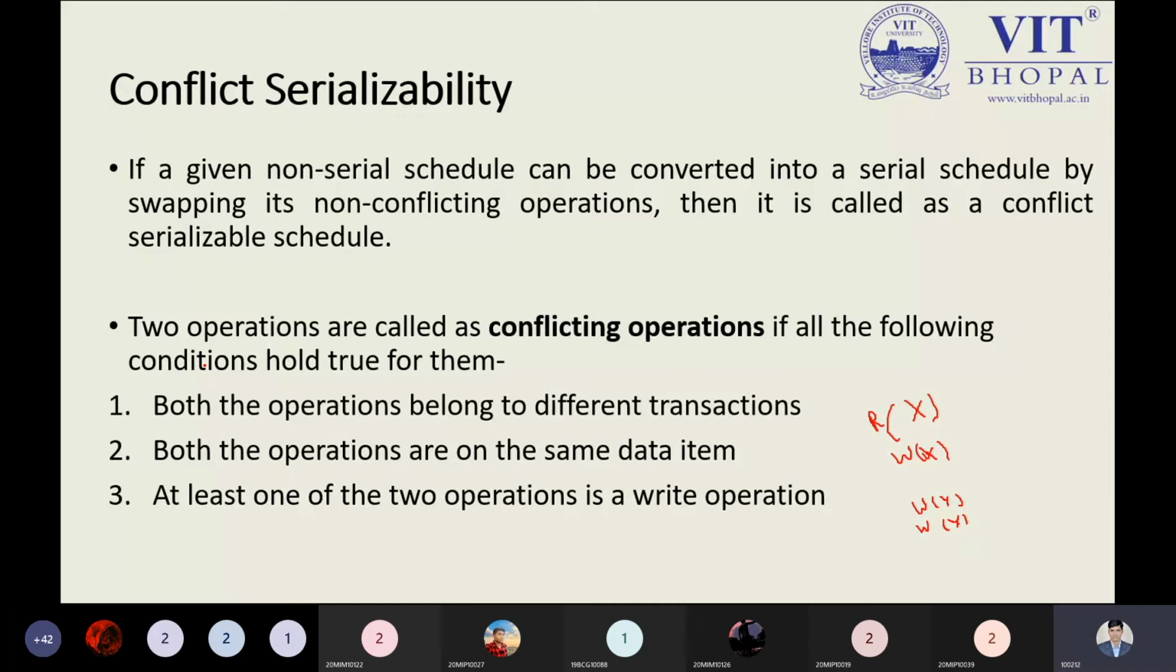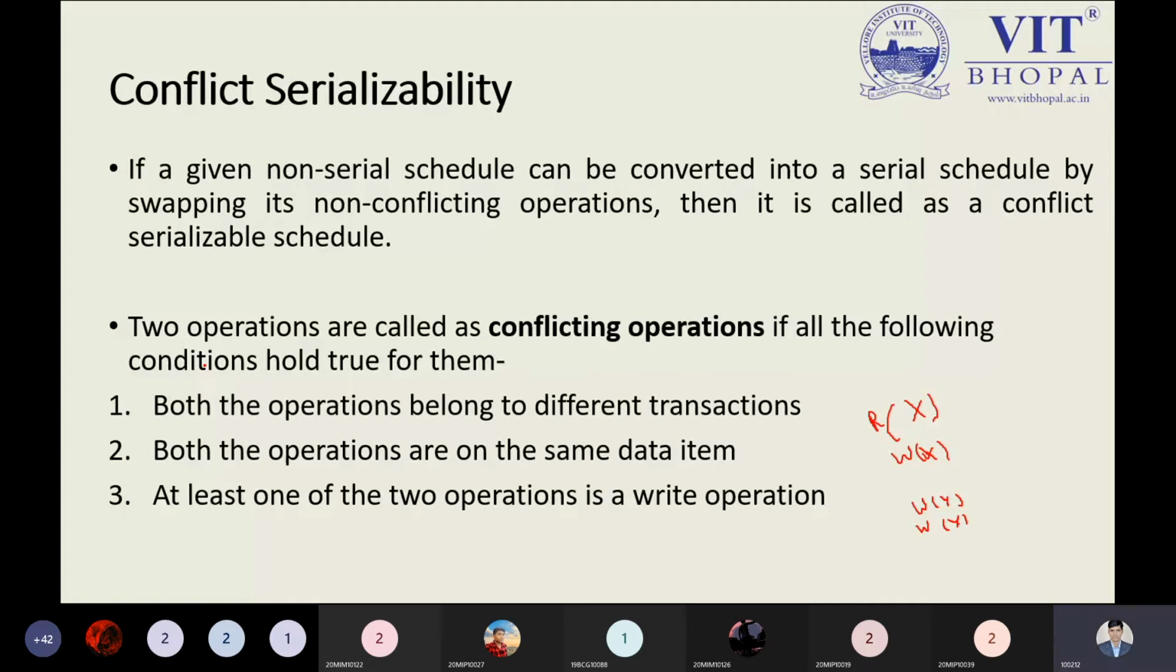I am trying to read the data item X, and at the same moment another transaction is trying to write it. This is a conflict. At the same particular time, I am writing and I am reading, which is not possible. Conflicting means a deadlock can happen. So both operations belong to different transactions. Write and write, or write X and read X, is not possible. Both operations are on the same data item.